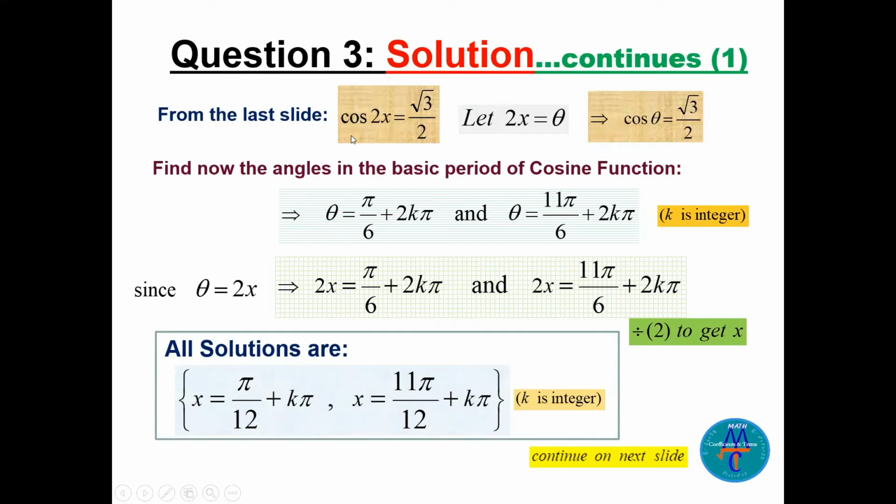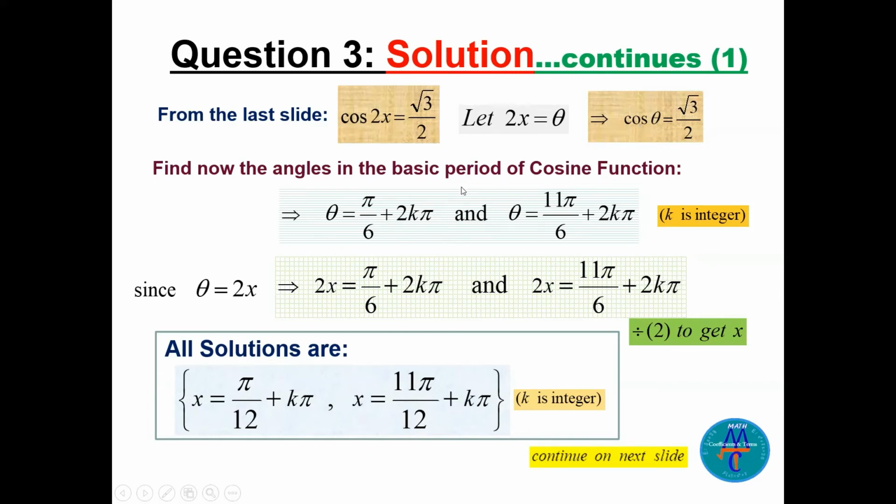So from the last slide, we have cosine of 2x is equal to square root of 3 over 2. Let 2x equal theta just to make the equation simple. Look here, cosine of theta is equal to square root of 3 over 2. So this theta is an angle 30 degrees or pi over 6 plus 2k pi. Also, cosine is positive in quadrant 4. So it will be 2 pi minus the reference angle pi over 6. So it will be 11 pi over 6 plus 2k pi, where k is an integer. So these are the general solutions.